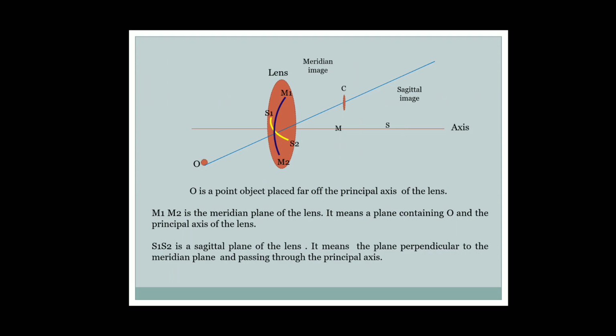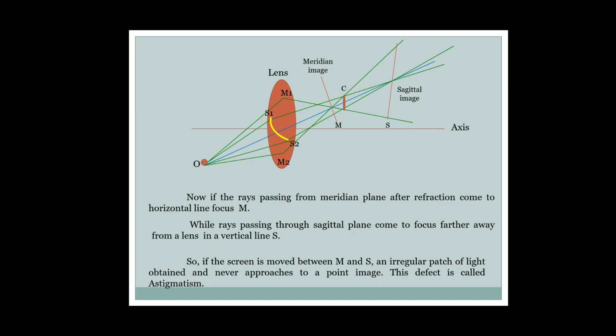Here Y is a point object far from the principal axis, and M1 M2 is the meridian plane. The rays incident on the meridian plane form the image at M. This is a straight line. The meridian plane M1 M2 is lying on the object O and the principal axis of the lens, and S1 S2 is the sagittal plane. The rays passing through the sagittal plane form the image at S. This is also a straight line. This is called the sagittal image. The meridian image and sagittal image are perpendicular to each other. The sagittal plane is normal to the meridian plane. This type of defect is called astigmatism.